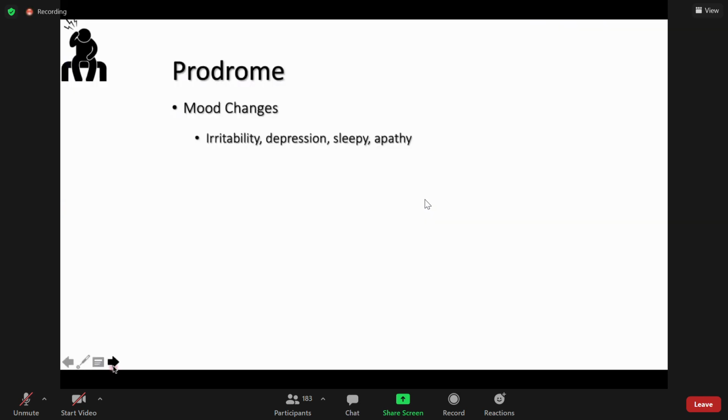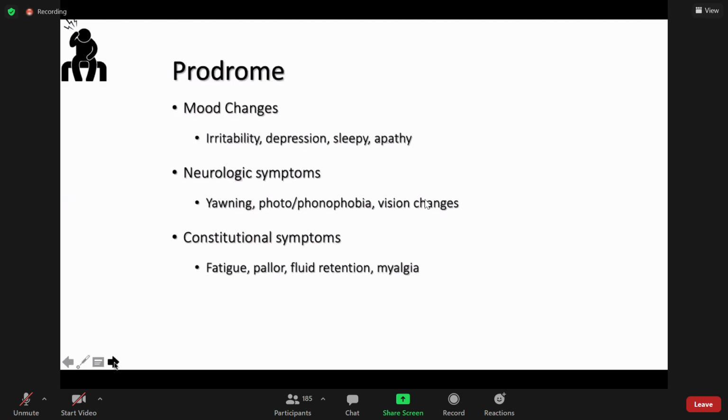The prodrome: there are mood changes, irritability, depression, feeling sleepy, feeling apathetic. There are some neurological symptoms like frequent yawning, photophobia, phonophobia, change in vision, blurring of vision, and some fatigue. They may look pale. They may have some swelling because of fluid retention. They may feel some muscle ache, and then they may feel hunger. They crave food, or they may feel anorexic. They don't want to hear about food. They may feel nausea, and they may have diarrhea.